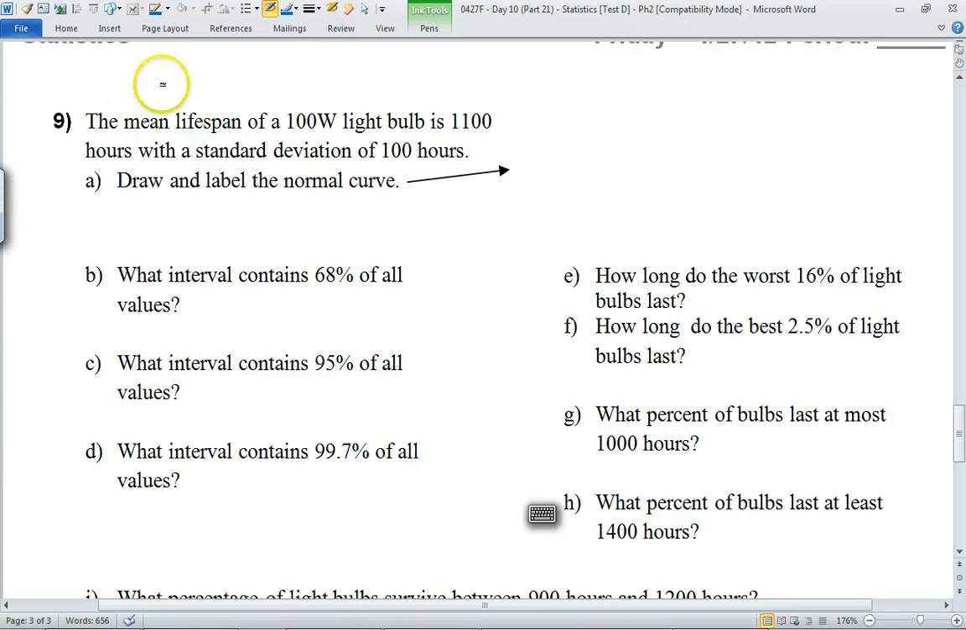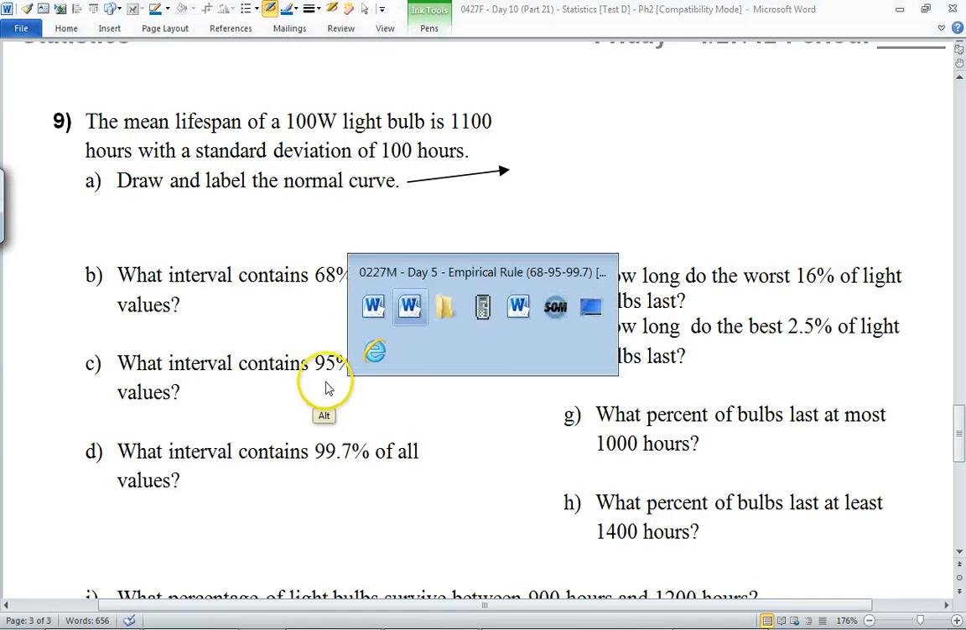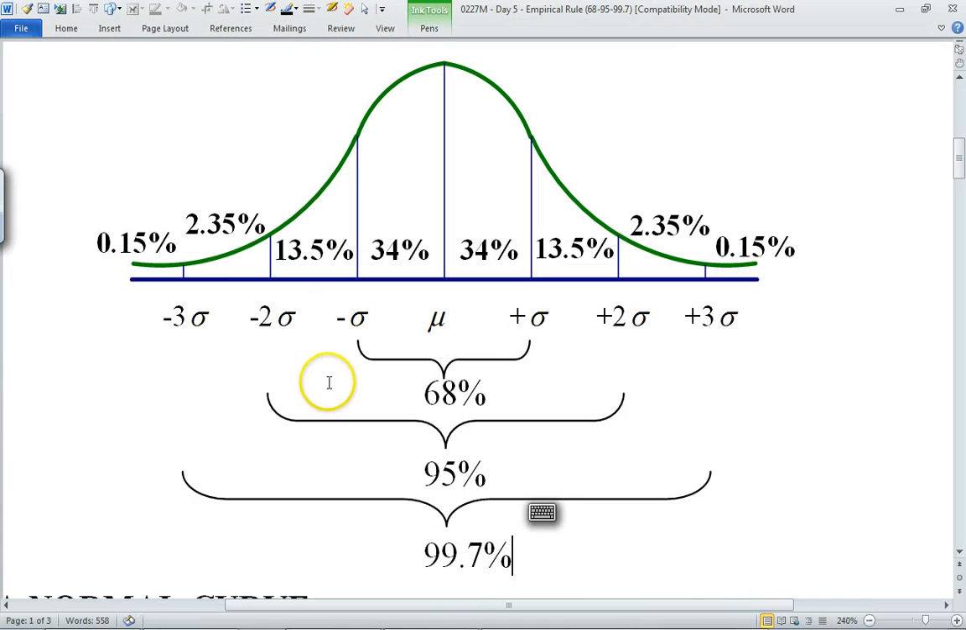Number 9. The mean lifespan of a 100-watt bulb is 1,100 hours with a standard deviation of 100 hours. Draw and label the normal curve. And then we got all these percentages. Well, remember what the normal curve looks like. We draw this bell curve. In the middle of the bell curve, that's where we put the mean or the average. Every one of these marks going to the left and right is one standard deviation to the right and one standard deviation to the left from the mean.